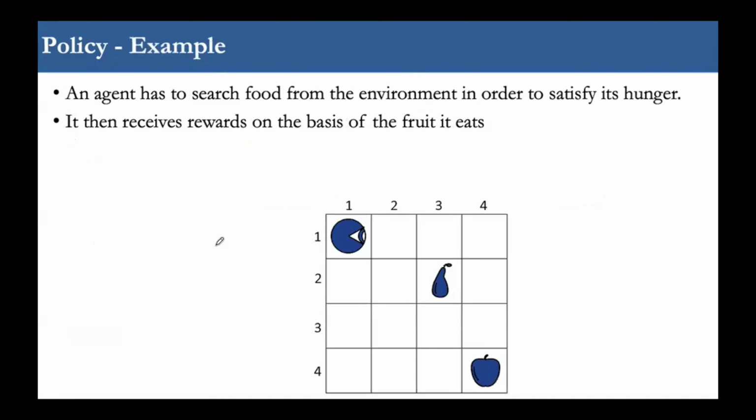Now we'll see an example for policy. Consider a practical scenario. Here, the agent has to search for food in the environment in order to satisfy its hunger.